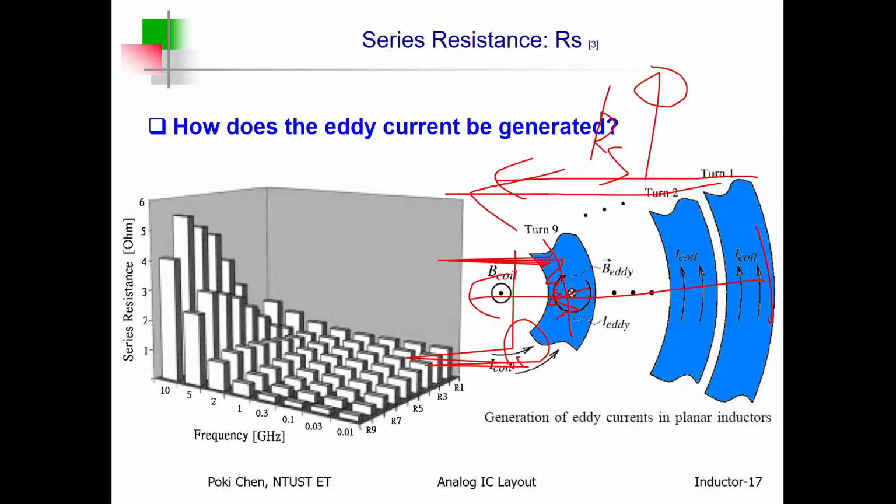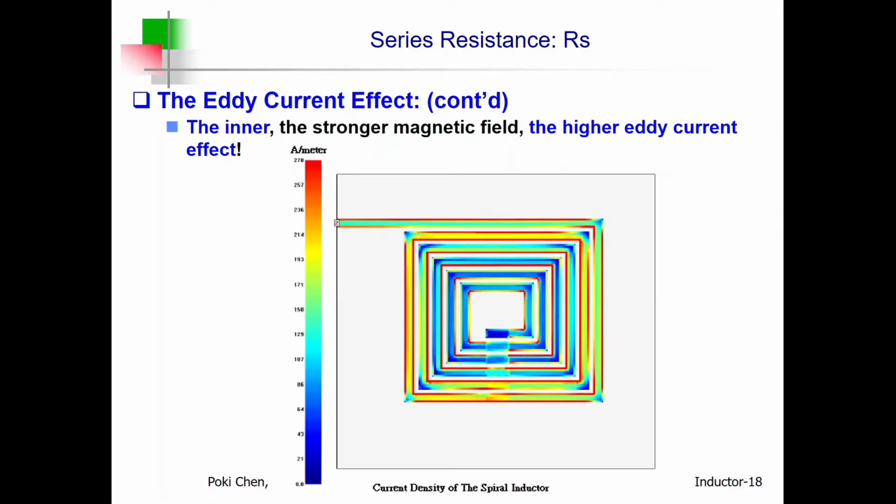Okay, a few slides later I will show you how to face that kind of challenge. And this is some kind of simulation. Again, you can see this is the current density. The hotter, the more; the cooler, the less.